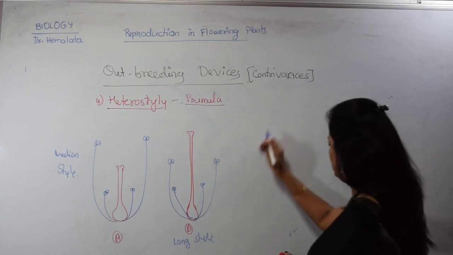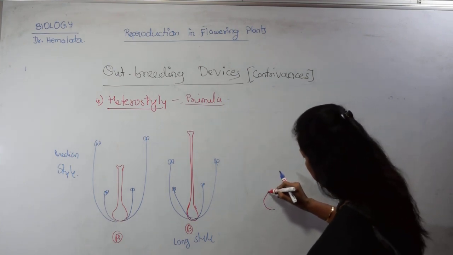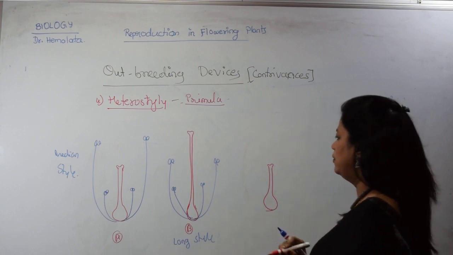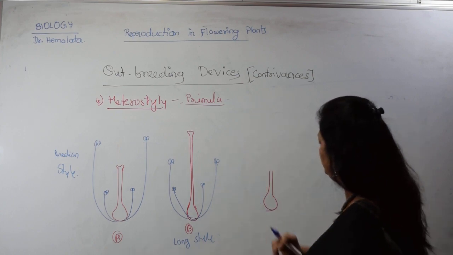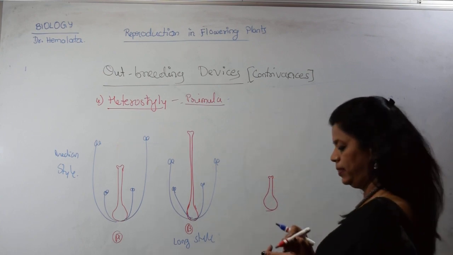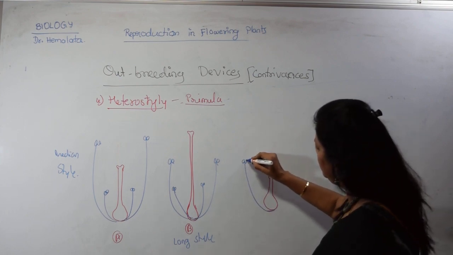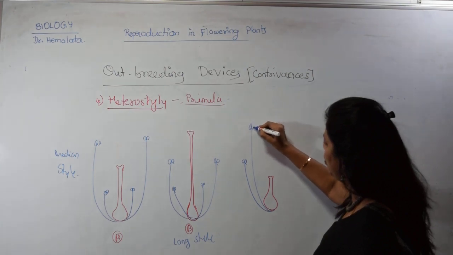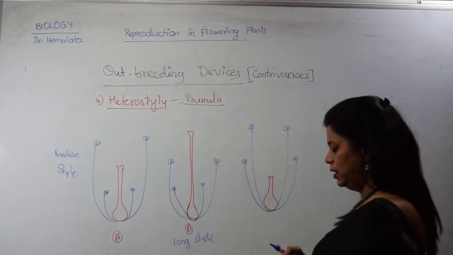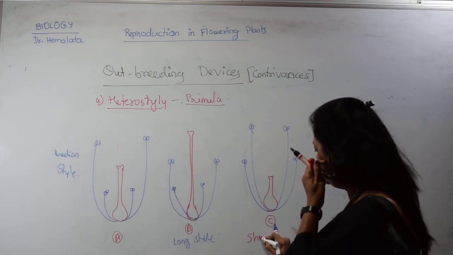Okay? Now, the third one is the plant with the short style. This is not medium, it should be very small. Short style. Then, this will produce the anthers either median or long. Either long or median. This is C. This is the short style.